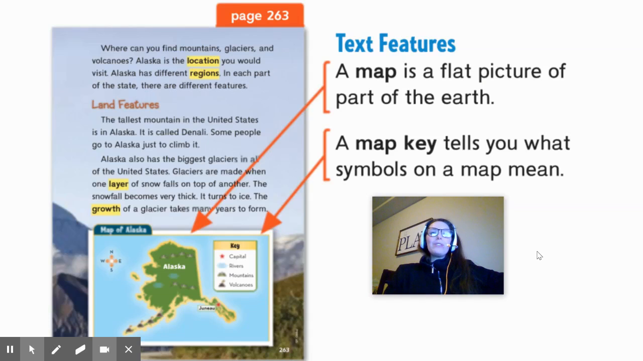On this page, you can also see that there is a subheading which says land features. That tells you that the next part of the reading will be all about land features. It gives you a clue or a hint about what that paragraph or section will be about. I also see bolded words or highlighted words. Those mean those are important vocabulary words to understand in order to know what's happening in the story.